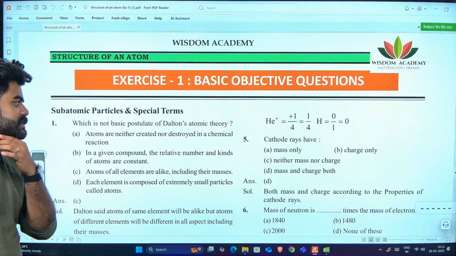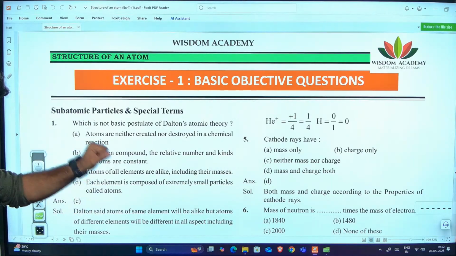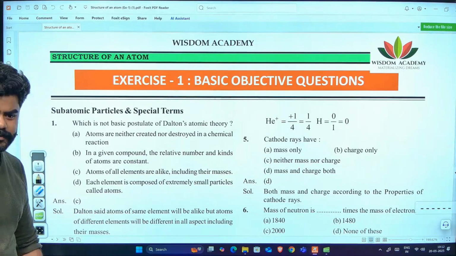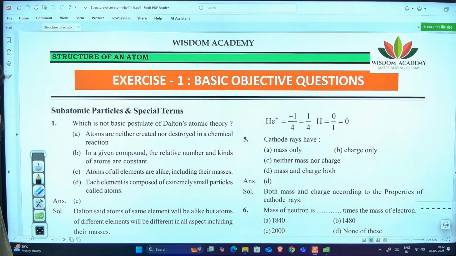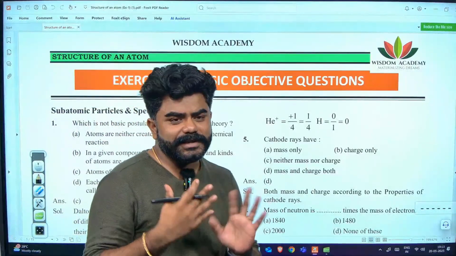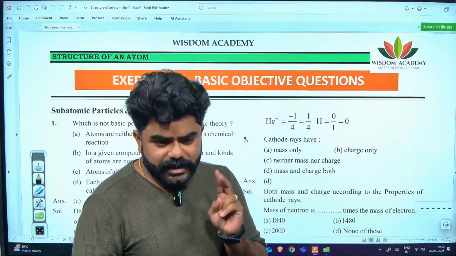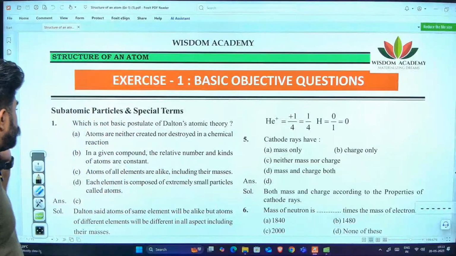Which is not a basic postulate of Dalton's atomic theory? Read out. First one, atoms are neither created nor destroyed in a chemical reaction. Is it true? That is true. That is one of Dalton's postulates. Next, in a given compound the relative number and kinds of atoms are constant. In a compound, will the atoms present be constant, or will they vary? It should be constant. If we take H2O water, it is only two hydrogen and one oxygen; there is no chance of it varying. It should be constant. So that is also true.